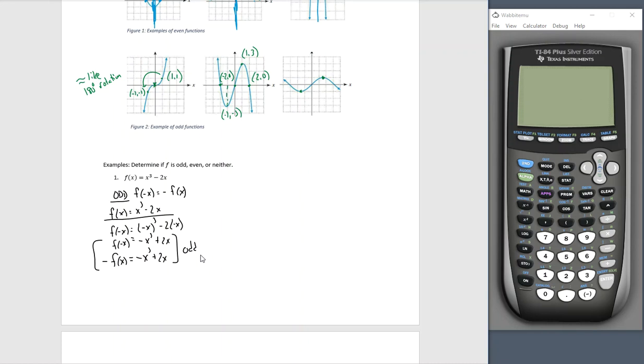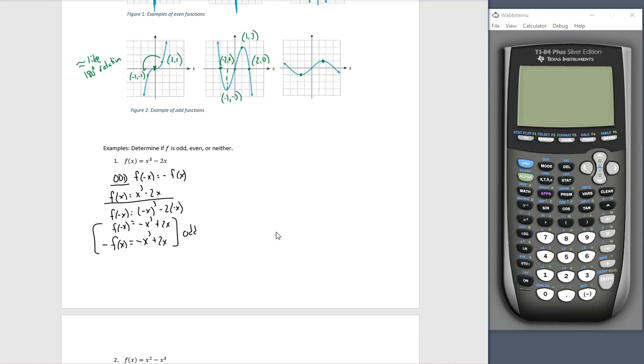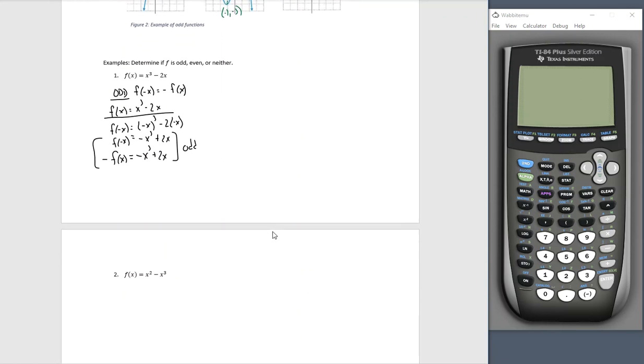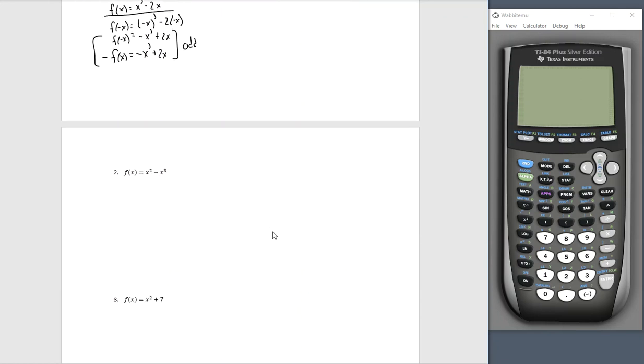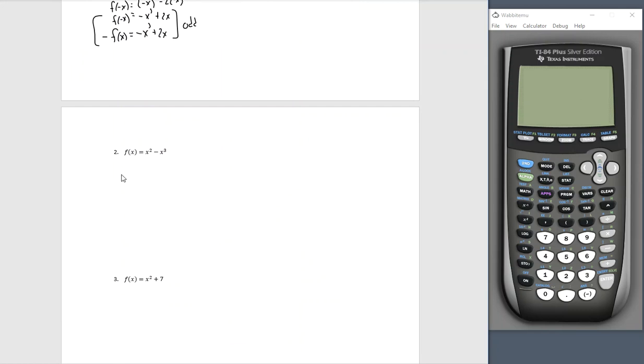Now, if it's a function, it cannot be both odd and even. It can't be odd and neither. It can't be even and neither. So once you find its symmetry, you're finished. So this one happens to be odd. All right, let's try that again. So I'm going to try odd.